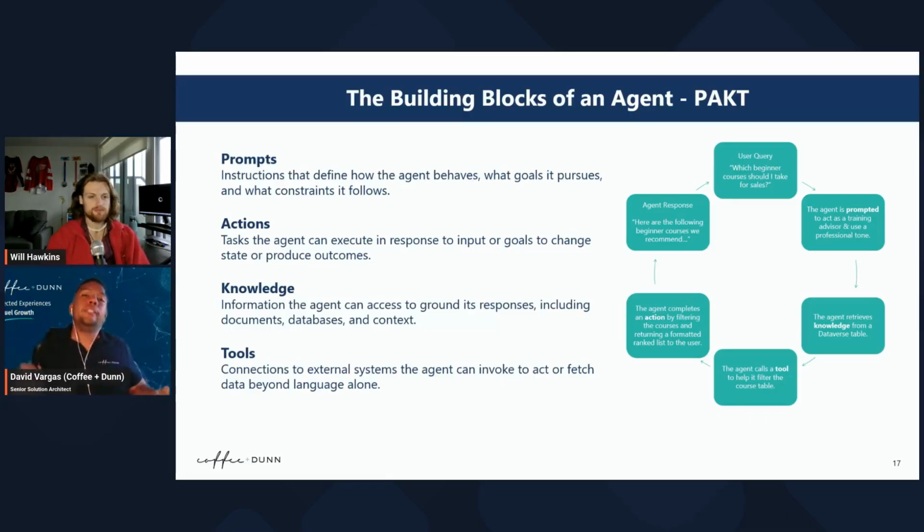So prompts, right? We've already talked about this a little bit, but these are the instructions that define how the agent behaves, what goals it pursues, and what constraints it follows. Essentially, they define the agent's identity, the role, the tone, and the decision-making boundaries. And what we found is that it's just as important to tell it what it is as to tell it what it's not. And as we go through, one of the most important themes is letting it know what boundaries it shouldn't cross, and what things it doesn't need to be doing.